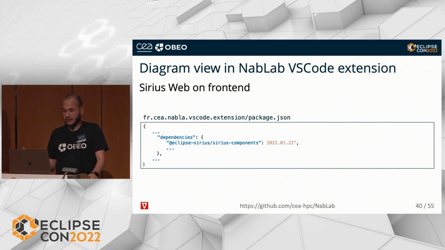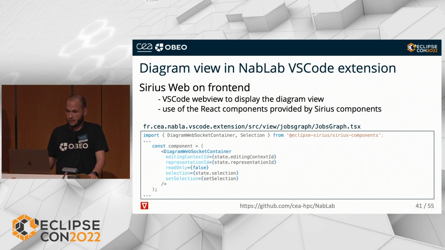On the front-end side, we also depend on Sirius components, the framework containing the building blocks from which Sirius Web applications are built. We use the VSCode web view to display the diagram view. In this web view, we use the React components provided by Sirius components, especially the diagram WebSocket container React component.